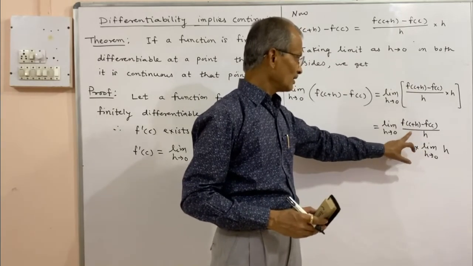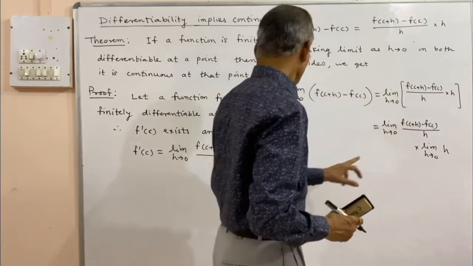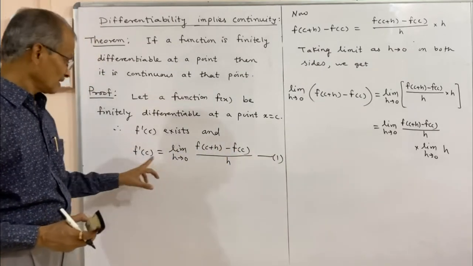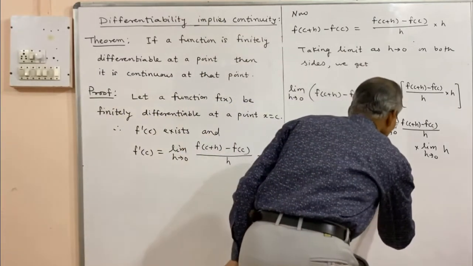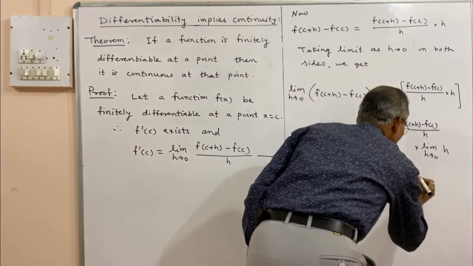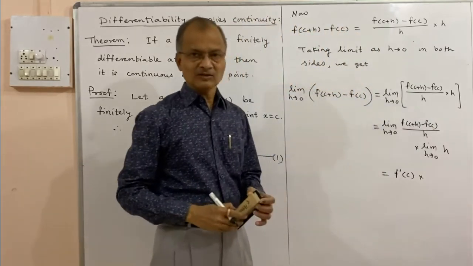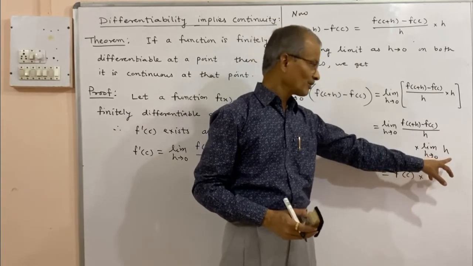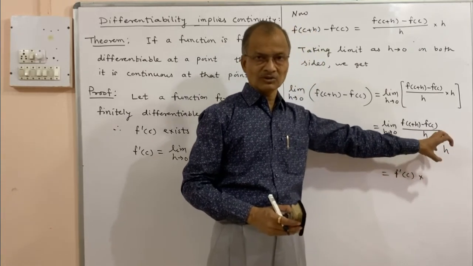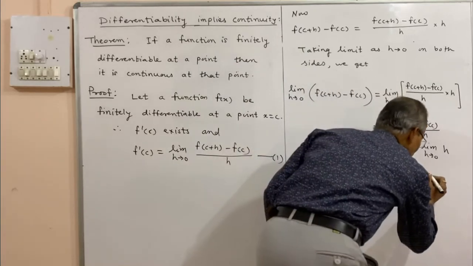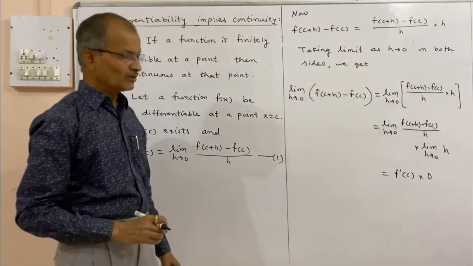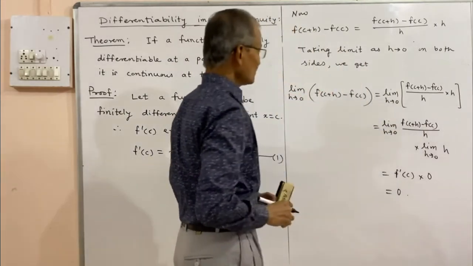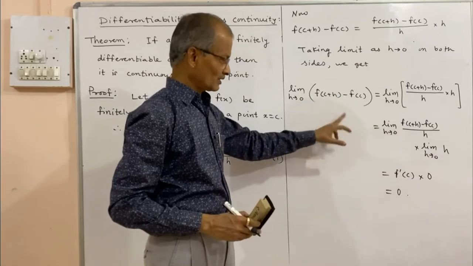But what is the limit of this? The first is limit of f of c plus h minus f of c divided by h, and that is f dash of c. So this is equal to f dash of c into, and what is the limit of h as h tends to 0? When h is becoming 0, this limit becomes 0. Because it is h only and it is tending towards 0, it becomes 0. So therefore this is into 0. And f dash of c into 0 is again 0. So finally, the limit of this difference is 0.